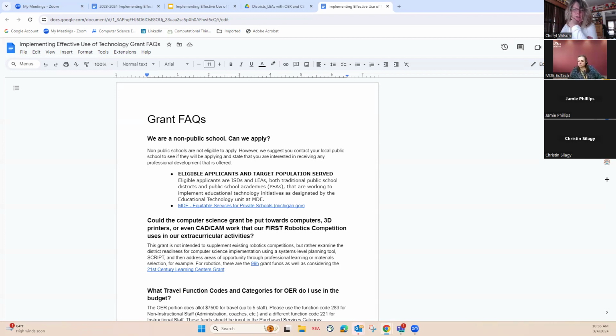Gina put in there, yes, 99B is that school aid money, and that's why there were some restrictions on that. IET is more of the MDE grant, so it comes from two different pots.